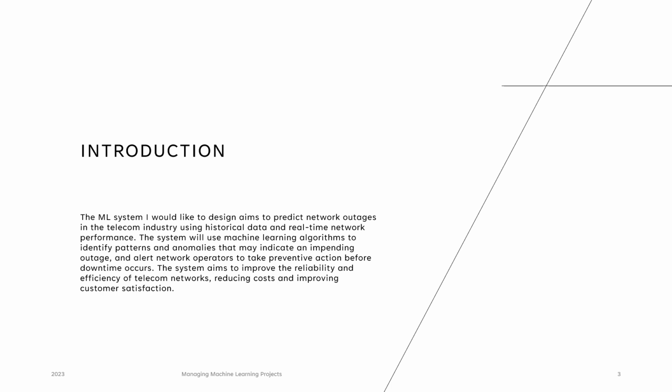So the machine learning system I want to design is going to predict network outages in the telecom industry. It's going to be a machine learning based solution that analyzes historical data and real-time network performance to identify patterns and anomalies that could indicate an impending outage. That way, the network operators can take action before downtime even occurs, which is going to improve the reliability and efficiency of telecom networks.